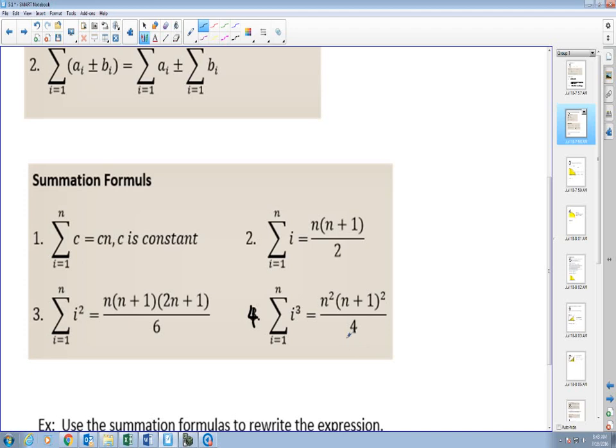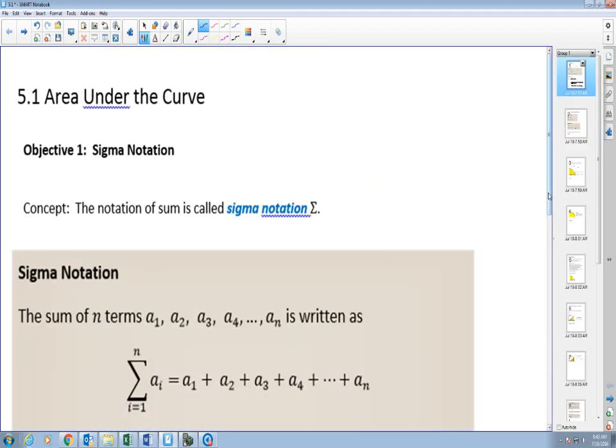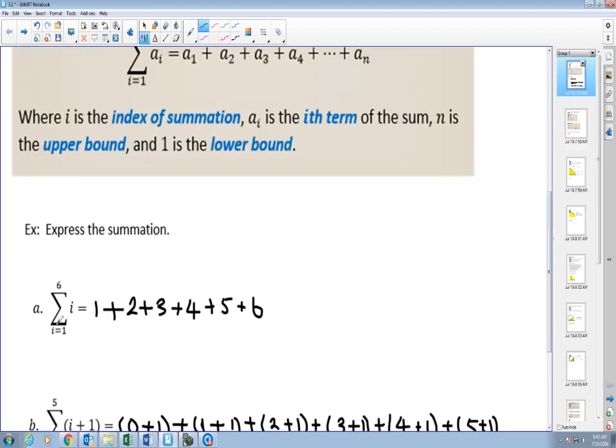I'm not going to show you exactly how they derive this, but what I can point out is that very first example. If we add all of 1 through 6, that will be the same thing as saying 6 is my n, times 6 plus 1, divided by 2. That will equal the same sum.